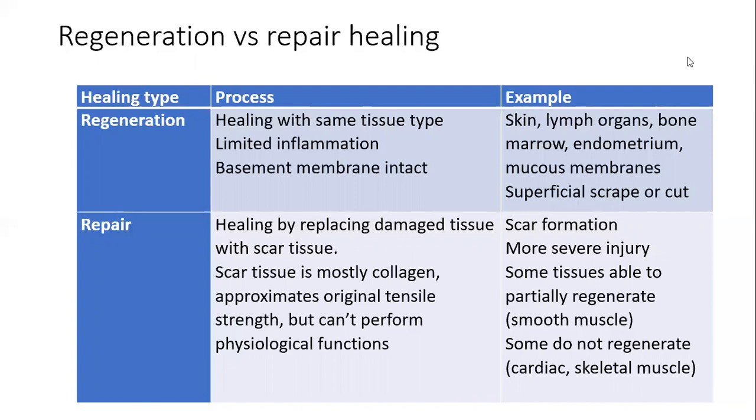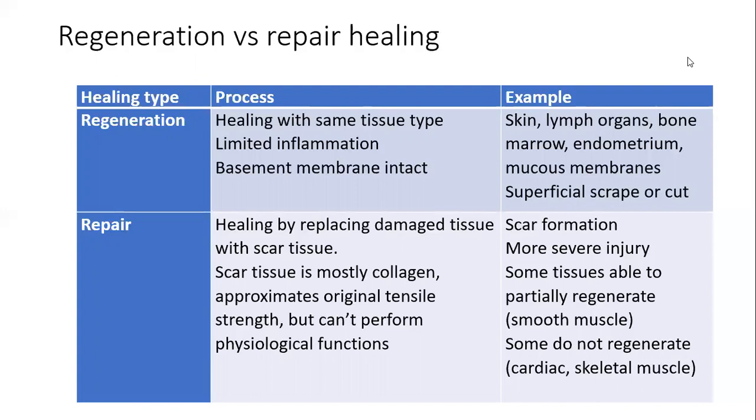Repair is the most common healing mechanism, and that's when there's more extensive tissue damage. What happens is there's healing and then replacement of the tissue with scar tissue. Scar tissue is mostly collagen, and it approximates the tensile strength of the tissue, but not always. But it can't do the things that the original tissue could do.